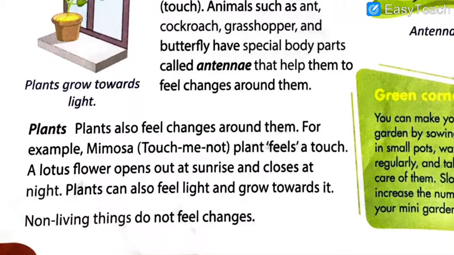So my dear students, as previously explained to you, when you touch the mimosa plant, the leaves of the mimosa plant close themselves because they can feel the touch of a human being. Similarly, lotus flower, I hope that you all know that the lotus flower is our national flower. It opens up when the sun rises and then it closes itself at night when the sun sets. So this is how it can feel the light of the sun and it grows accordingly.